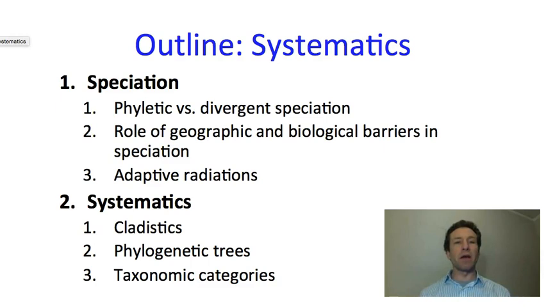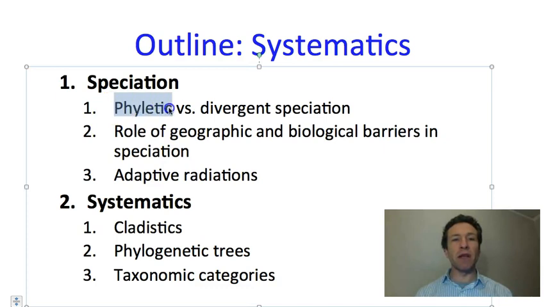Here's our outline for today. We will start with speciation, the process, and we will talk about a few different ways this can happen. First, we will differentiate phyletic speciation versus divergent speciation. And we'll see that phyletic speciation is speciation that happens when one species gradually evolves into a new one over time. Divergent speciation is the process we'll be more interested in, and this is when one species diverges into two species that both occur at the same time. And this is what gives us species diversity.